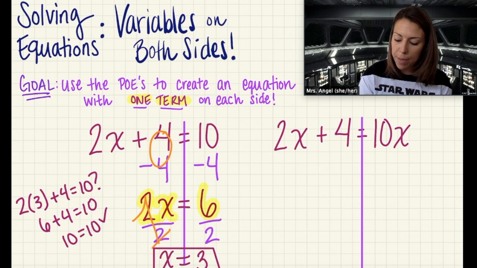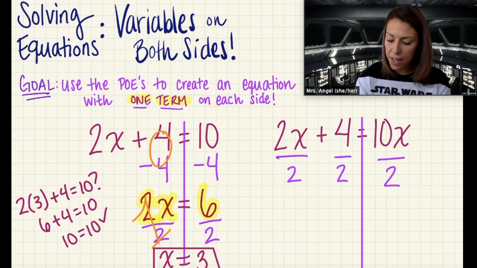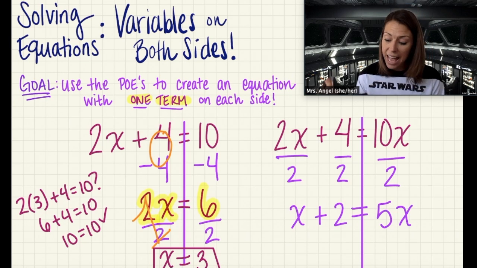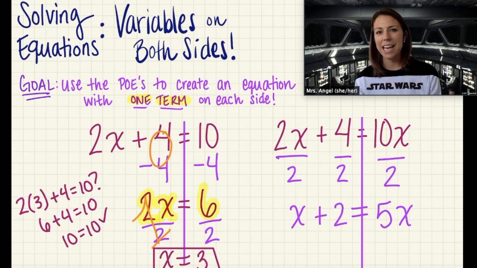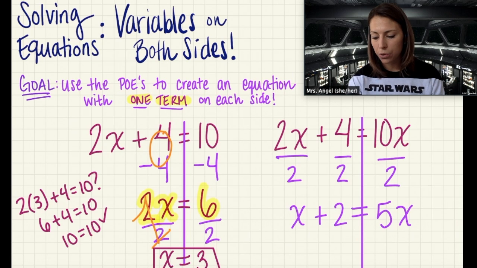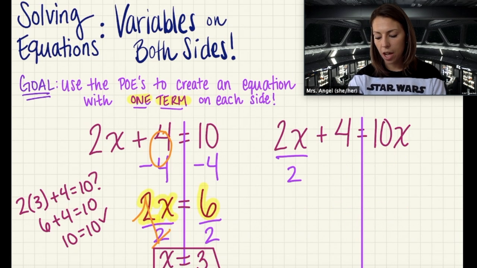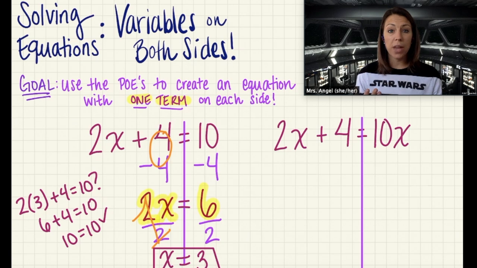And then you could come in here and try to divide everything, right? Like that's totally fine. But then you're left with x plus 2 equals 5x. And again, our numbers got smaller, but we still have 2 terms on that left side. And if we're trying to get down to a single term and a single term, that's really not helping us accomplish our goal. So there's one thing we haven't tried yet.